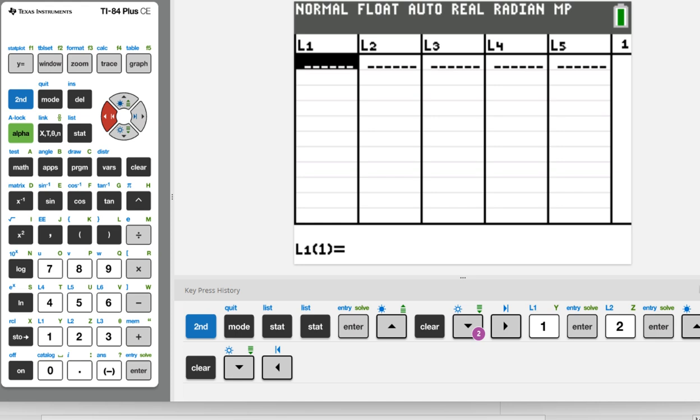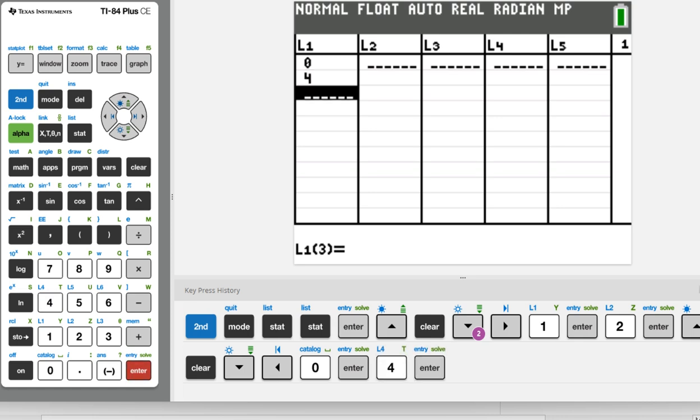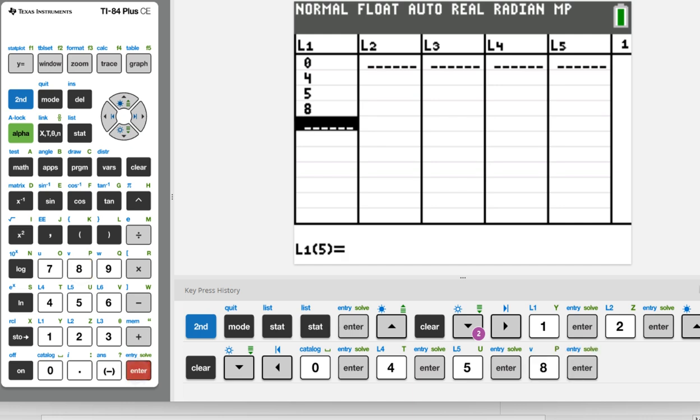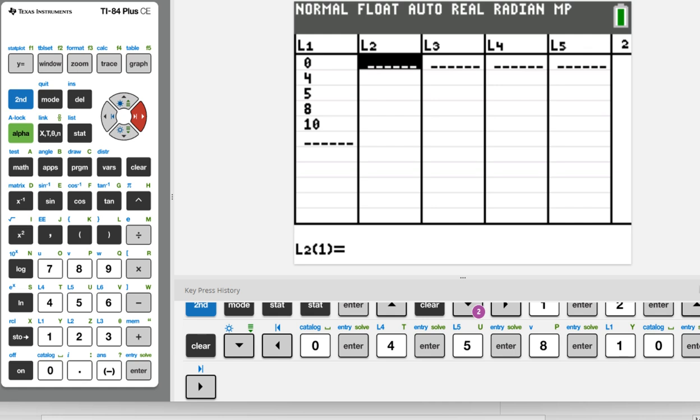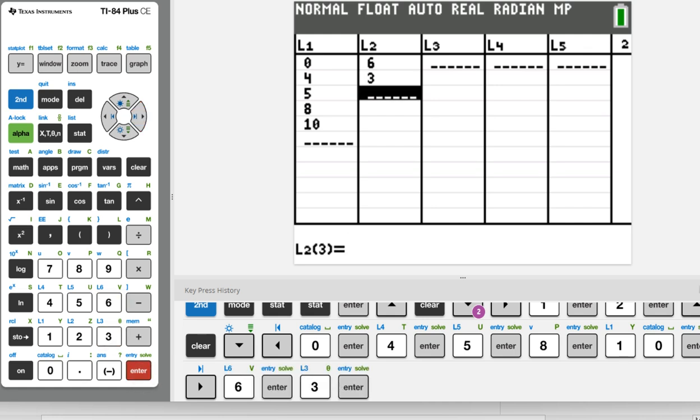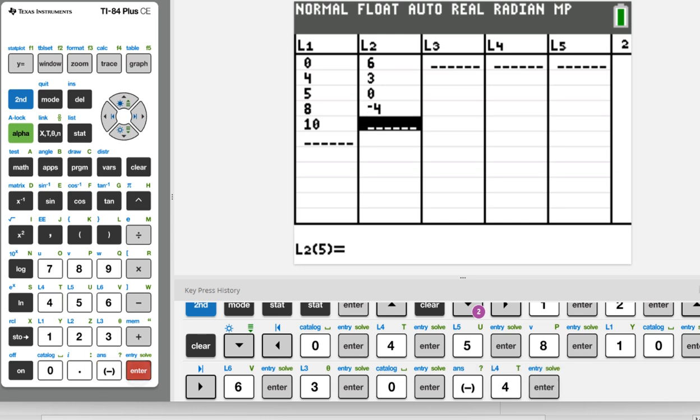So we're going to use our data points. Our x values are 0, 4, 5, 8, and 10. And our y values are 6, 3, 0, negative 4, and negative 5.